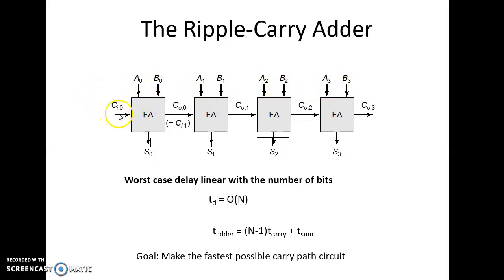Carry input for the first stage, then the carry output of the first stage is given to the carry input of the second stage, and like that we have S0, S1, S2, S3, and finally we have a carry output. So the worst case delay is linear with the number of bits, that is, the delay is dependent upon the number of bits. The T delay is O of n, and the T delay of the adder is equal to (n minus 1) times T carry plus T sum. So our goal is to make the fastest possible carry path circuit.